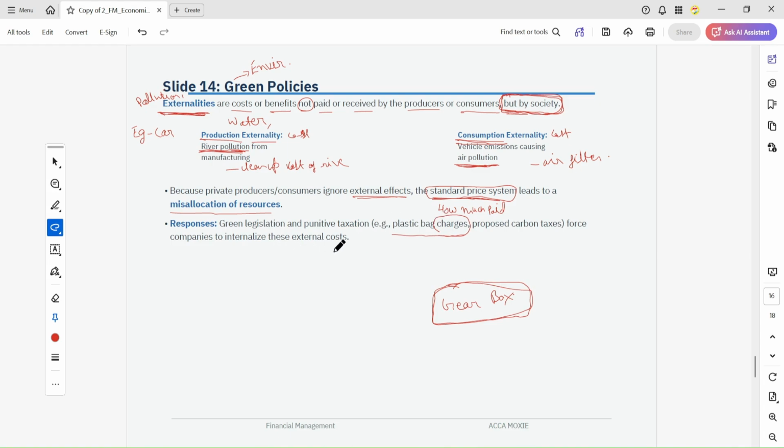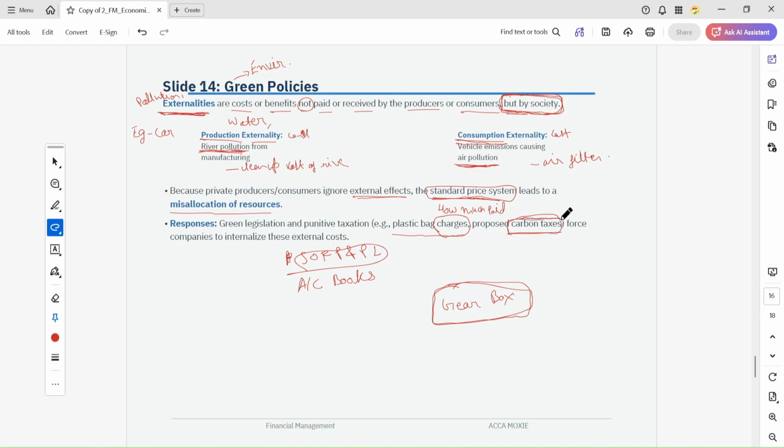You have to account for that in your SOFP and P&L, in your accounting books. So how many plastic bags you bought and how much their price is, you have to account for that in your books. Another is the carbon tax.